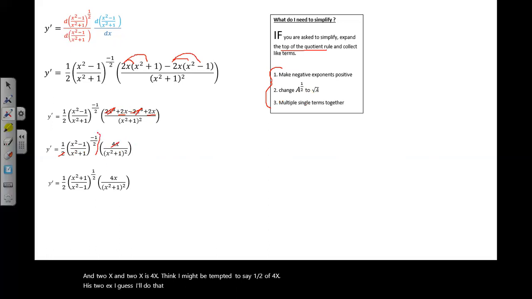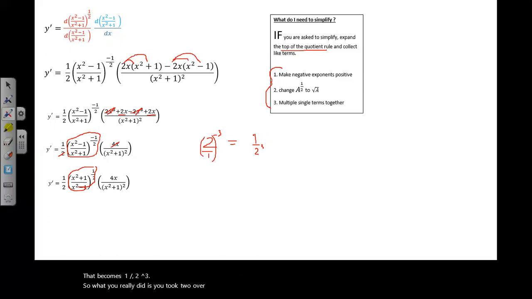Let's deal with a negative exponent first. A negative exponent means flip it over and make it a positive exponent. What just happened? So if you have 2 to the negative 3, that becomes 1 over 2 cubed. So what you really did is you took 2 over 1 to the negative 3 and made it 1 over 2 cubed. We did the same thing here. Flipped it over, positive exponent.